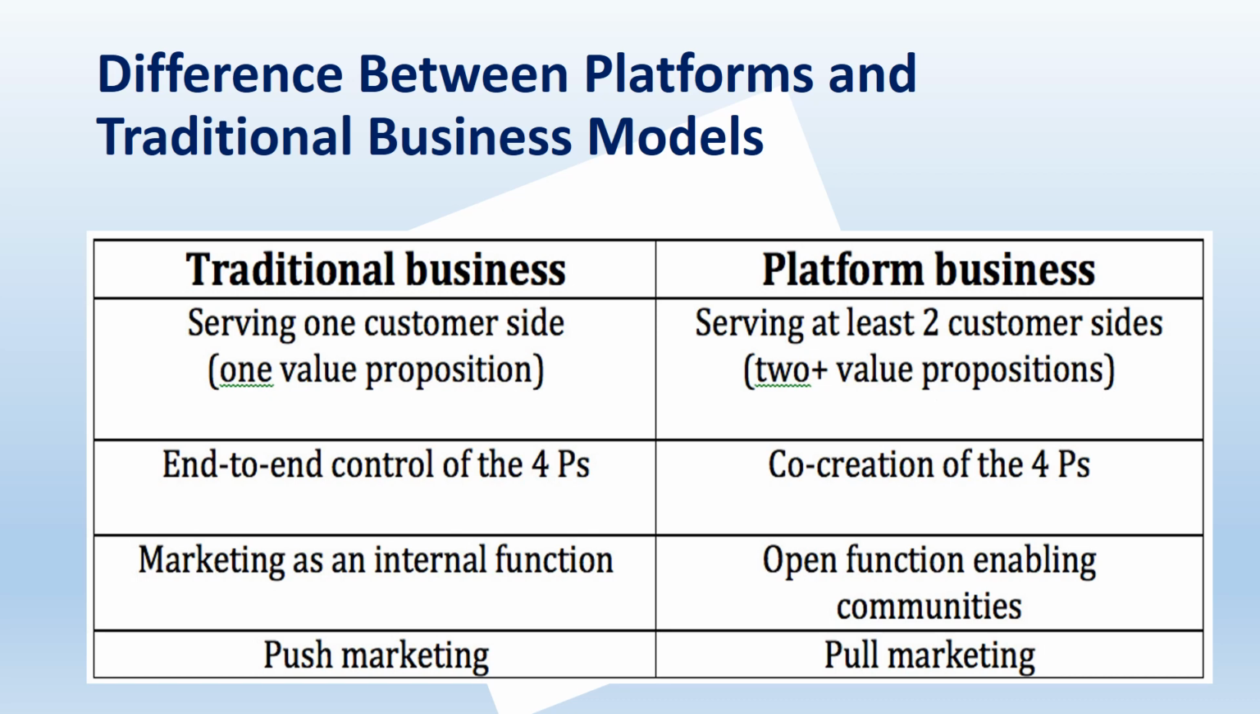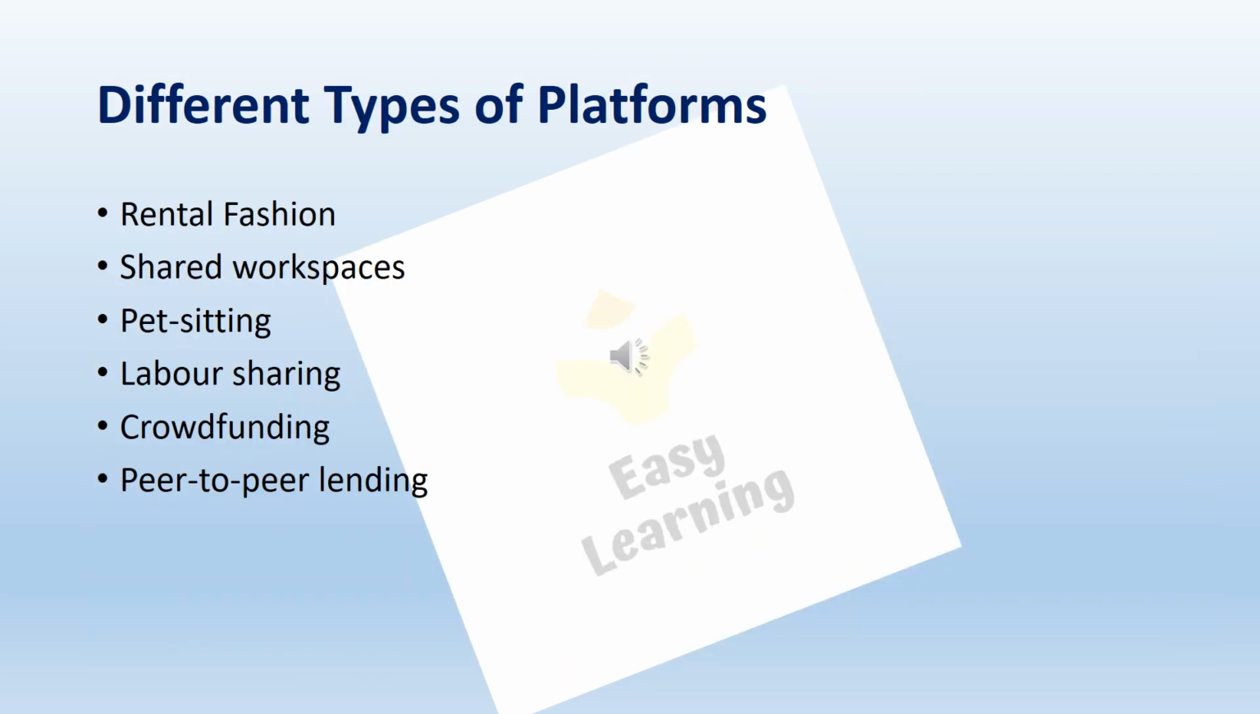Let's see the difference between the traditional business and the platform business. In a traditional business, they are serving one customer side. In a platform, we are serving at least two customer sides. Then we have end-to-end control of the 4Ps in traditional business, while we are co-creating the 4Ps in a platform. Marketing is an internal function, and in a platform it is an open function enabling communities. Traditional business uses push marketing, and in platform business we have pull marketing. For platforms, we have rental fashion, shared workplace, pet sitting, labor sharing, crowdfunding, and peer-to-peer lending.